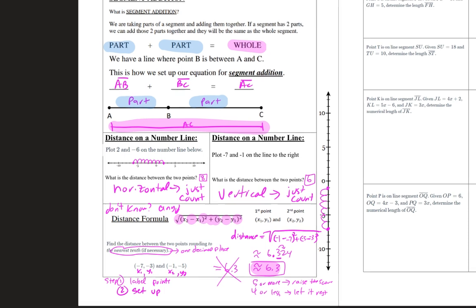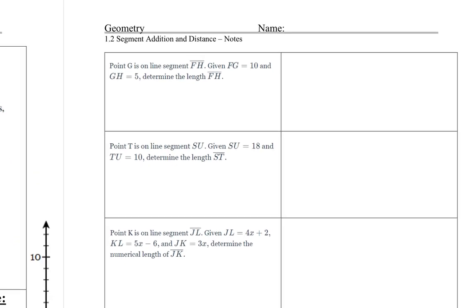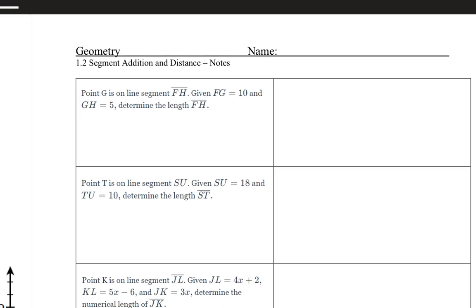All right, so on our first page, we talked about part plus part equals whole, and that's a crucial thing. All right, so we got the distance formula, and that's all we got to do is type that in to get the distance between those 2 points. All right, so let's get right into some examples. So next, these are your Delta Math examples.